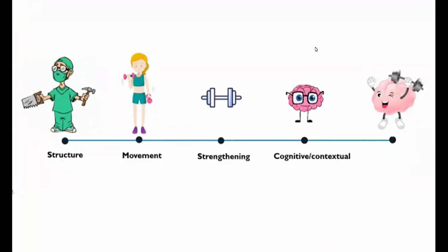We're going to go through these main areas. We won't dwell too much on structure as this has been covered expertly in a previous talk. We're going to talk about early mobilisation, onto strengthening, and cognitive and contextual factors that we need to be aware of. If we get all of those things right, hopefully we're achieving a good outcome at the end.